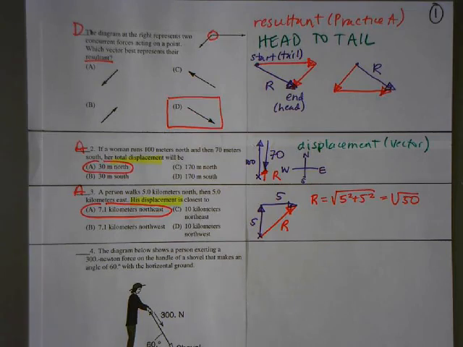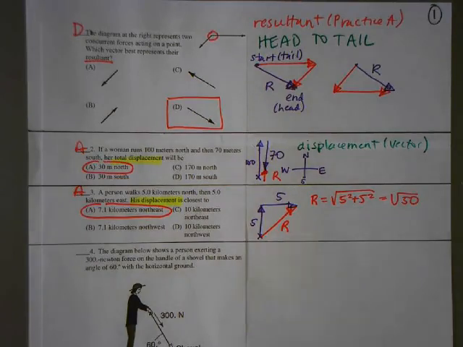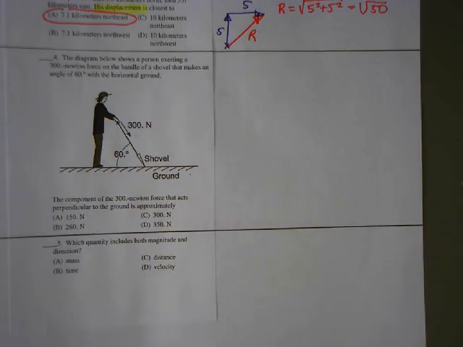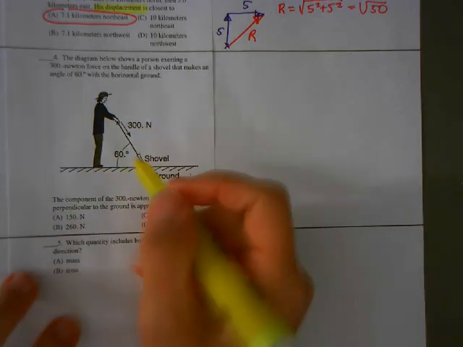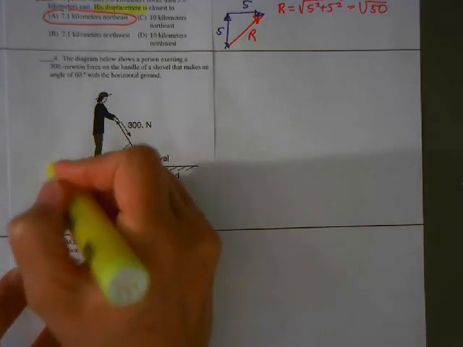All right, let's go on to number 4. So this was practice A. Okay, practice B. The diagram shows a person exerting a 300 Newton force, so they're pushing on the handle, that makes an angle of 60 degrees. The component of the 300 Newton force that acts perpendicular to the ground. So this is the ground.